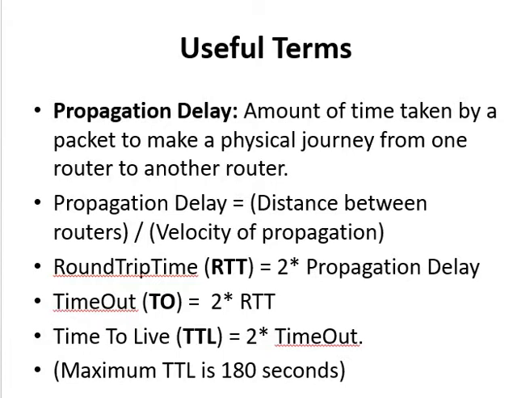Second useful term is round trip time, called RTT. The formula for RTT is equal to 2 multiplied by propagation delay. Next term is timeout, called TO. The formula for TO is 2 multiplied by round trip time, that is RTT. Next is TTL, that is time to live. The formula for TTL is equal to 2 into timeout. Maximum TTL is 180 seconds. So these terms may be used in the stop and wait protocol.